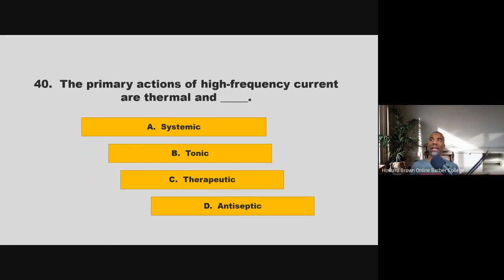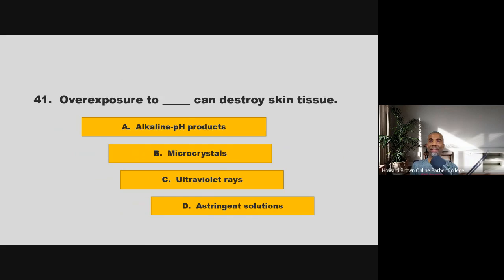The primary actions of high frequency current are thermal and blank. Is it systemic, tonic, therapeutic, antiseptic? If you chose D, antiseptic, you are correct.